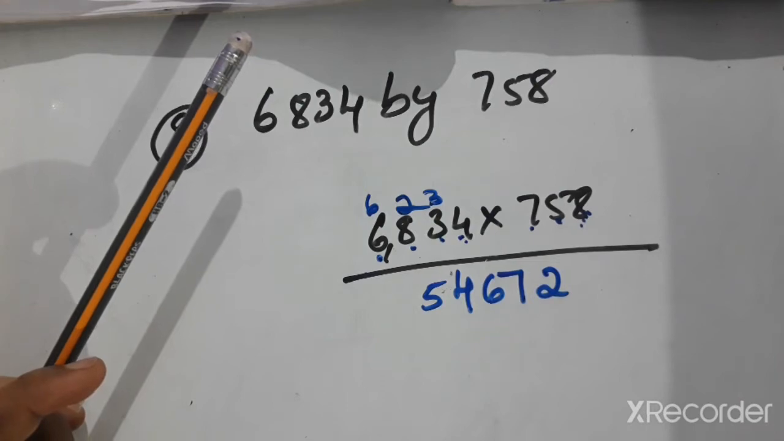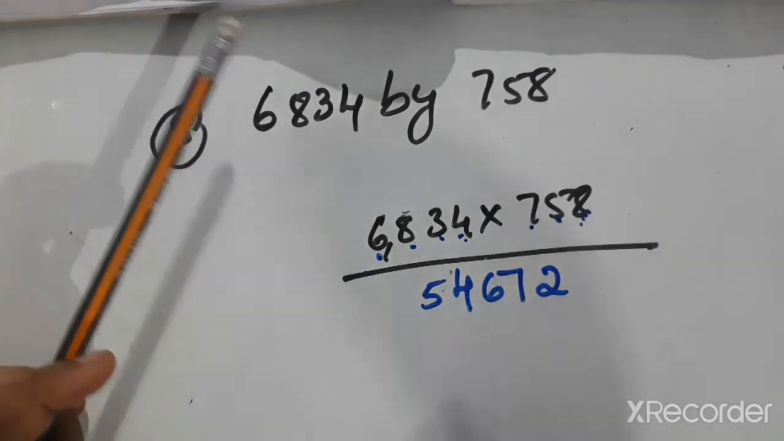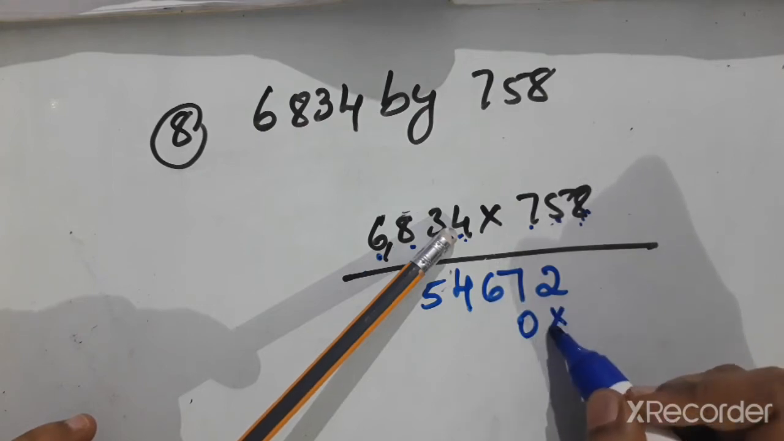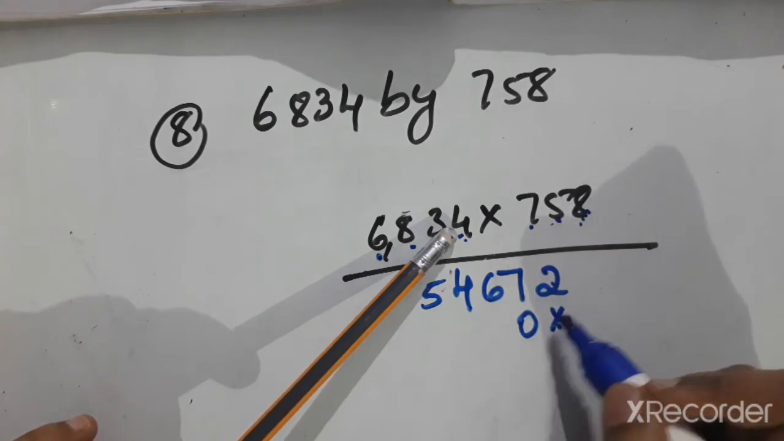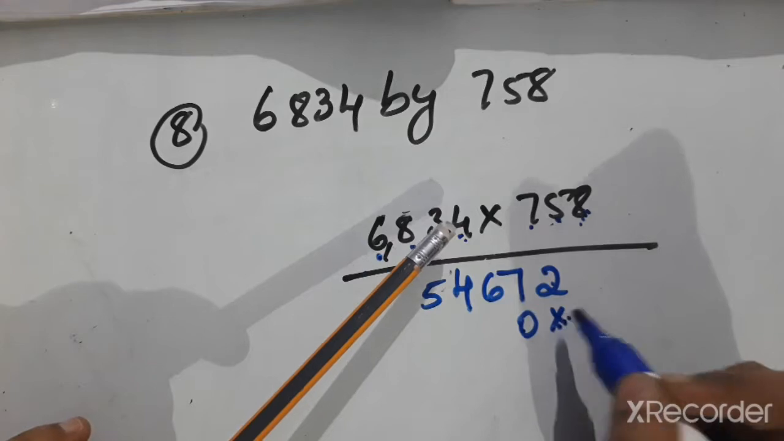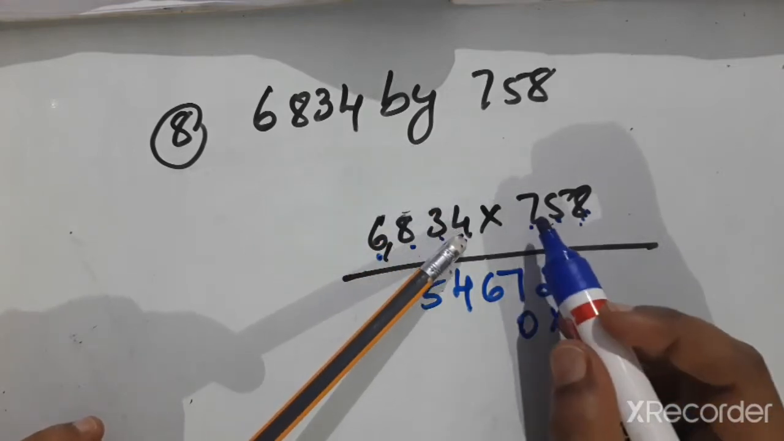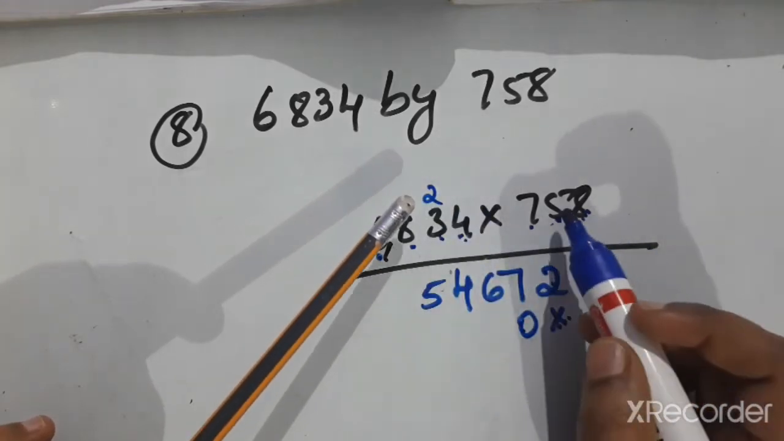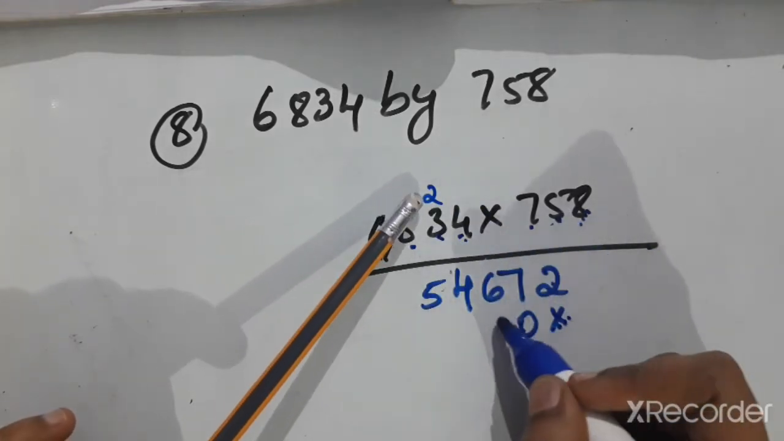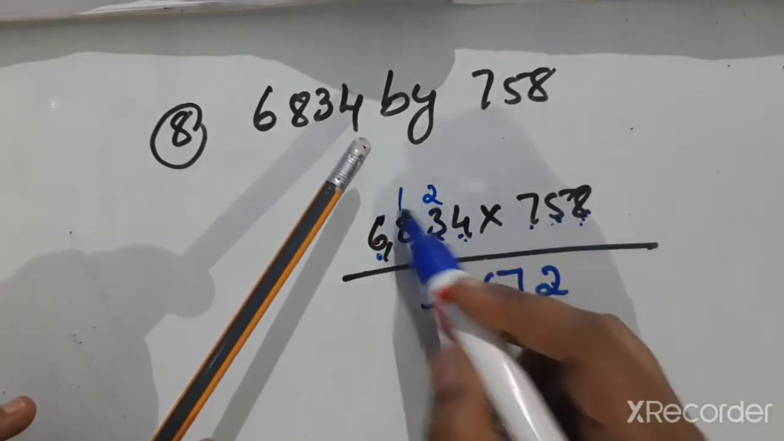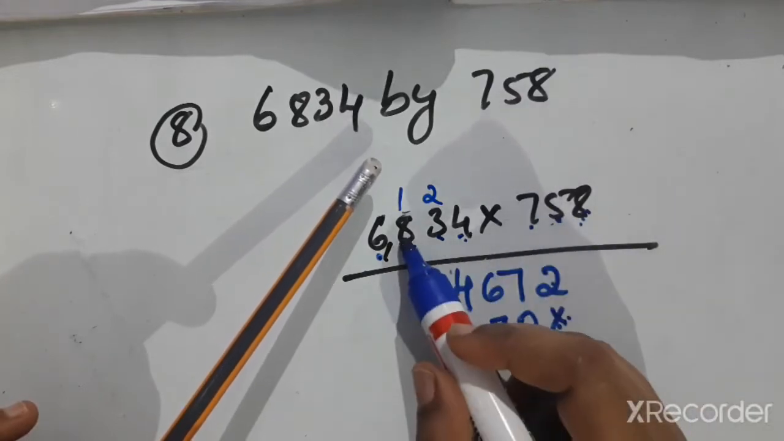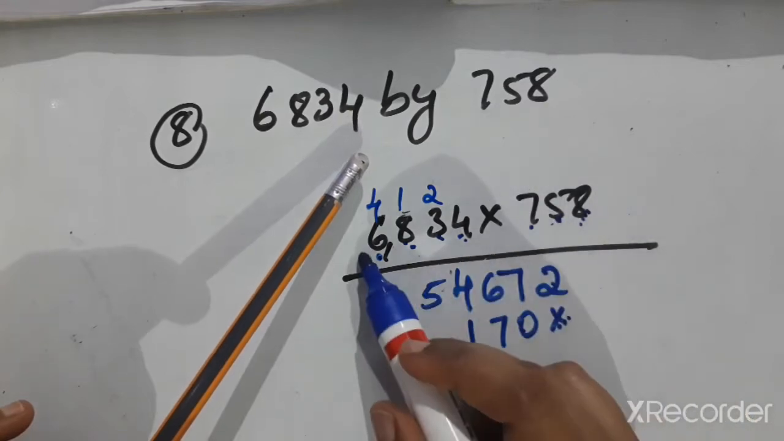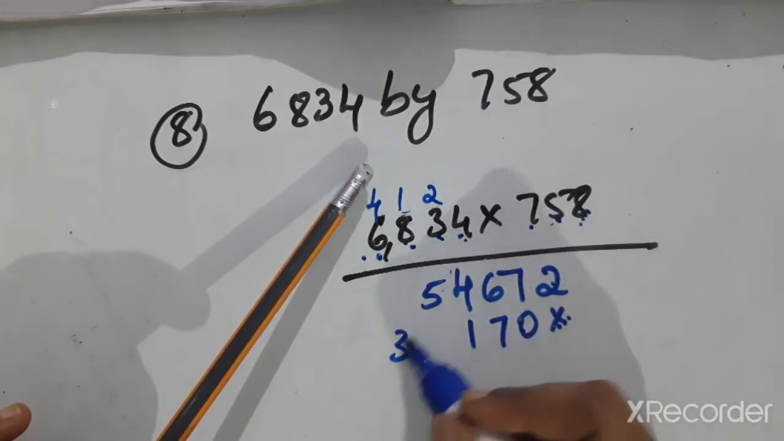Now 5 into 4. 5 4s are 20. So 0 here. This space we have to leave. Okay, leave one space in the line. So here no numbers. 5 4s are 20. 2 carry out to the next place. 5 3s are 15 plus 2 is 17. 1 carry out to the next place. 5 8s are 40 plus 1 is 41. 1 here, 4 carry out to the next place. 5 6s are 30. 30 plus 4 is 34.